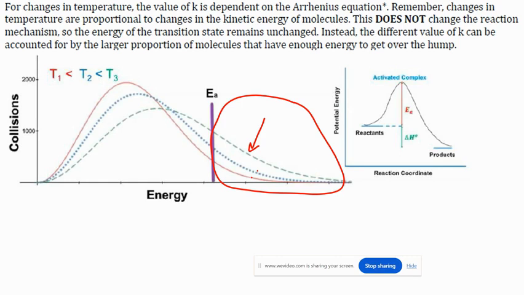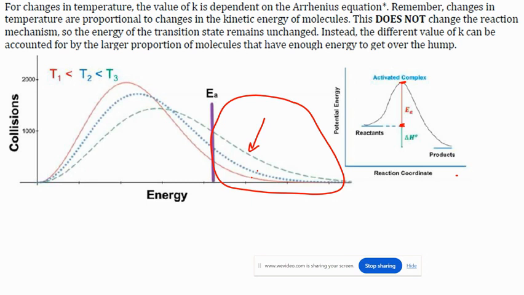All right. And then over here with this graph, your activation energy is between the reactants and the top of that hump. I'm sure there's some fancy math term for that, but we'll just call it the top of the hump. King of the hill.